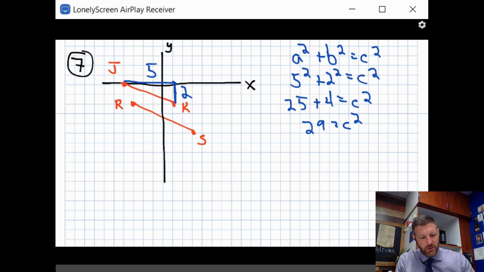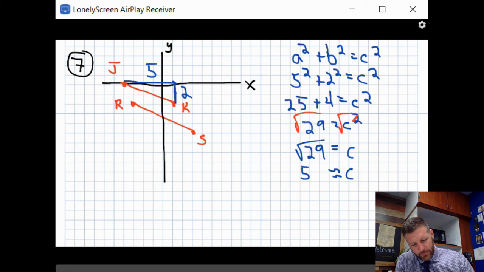And remember, my answer is not 29, but the opposite of squaring a number is square rooting. So I'm going to square root both sides. It takes away my square. And so I can see c is equal to the square root of 29, which if I plug that into my calculator, is approximately 5.3. So JK is approximately 5.3.